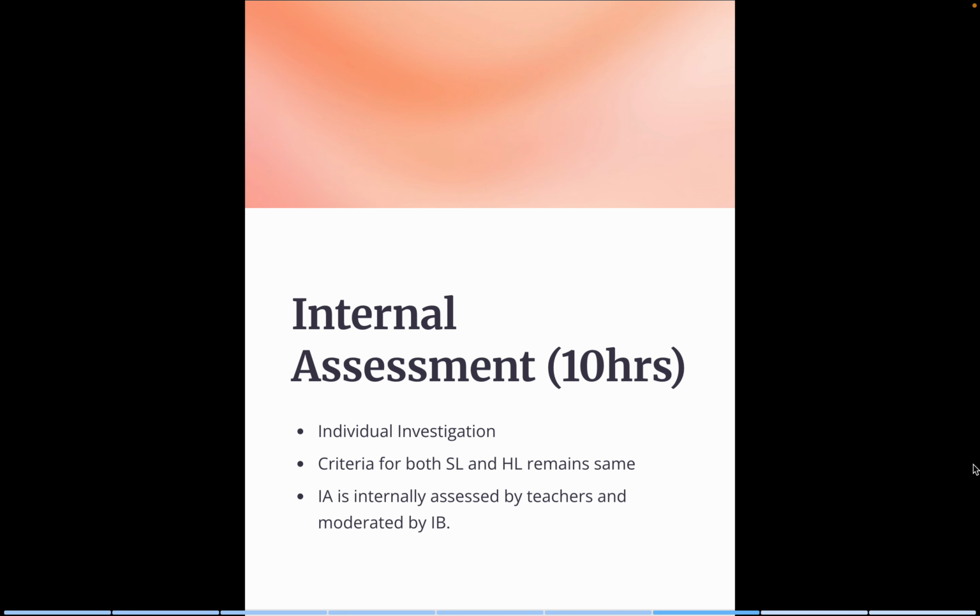Internal assessment is a compulsory component to be done by both HL and SL students. It is an individual investigation. The criteria for both SL and HL are the same. There is no change in the criteria, and the way it is assessed also remains the same. IA is internally assessed by teachers and moderated by IB. Every student's IA will be assessed by their school teachers, and then it will be picked up by the IB and moderated by them.